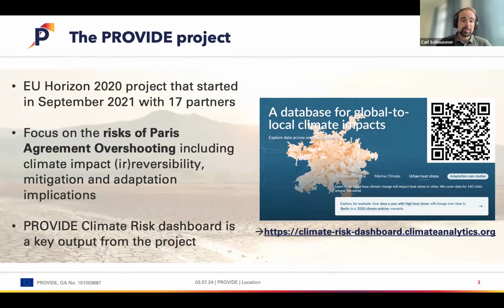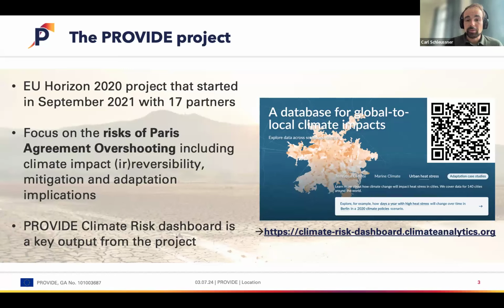We are very proud to say that we have advanced some of the key scientific questions around the Paris Agreement, risks of overshooting the temperature goals of the Paris Agreement, including asking ourselves what it implies for climate impacts, their reversibility or irreversibility, but also going all the way to explore the adaptation implications on the ground in urban environments. One of the key products of the project is the Provide Climate Risk Dashboard, and you'll find the link to it on this slide, as well as under the QR code.